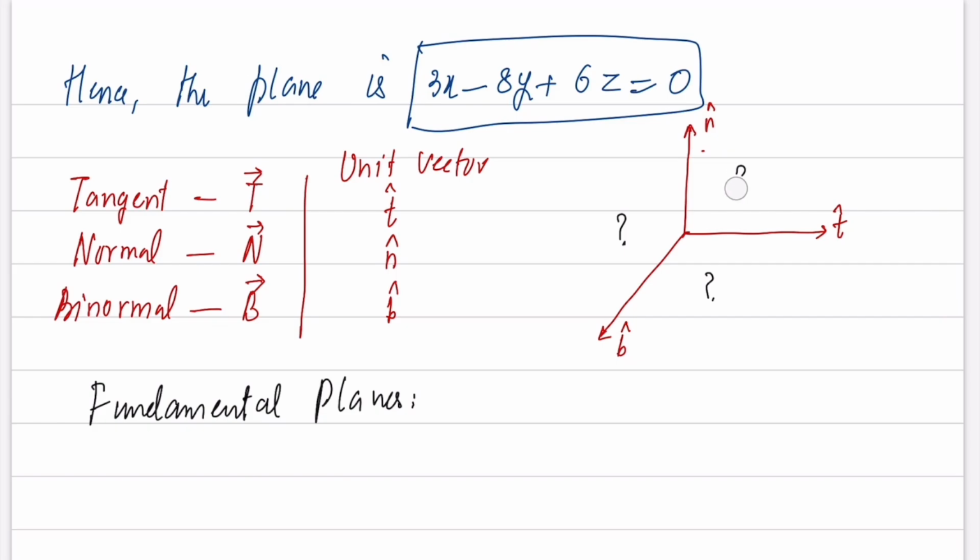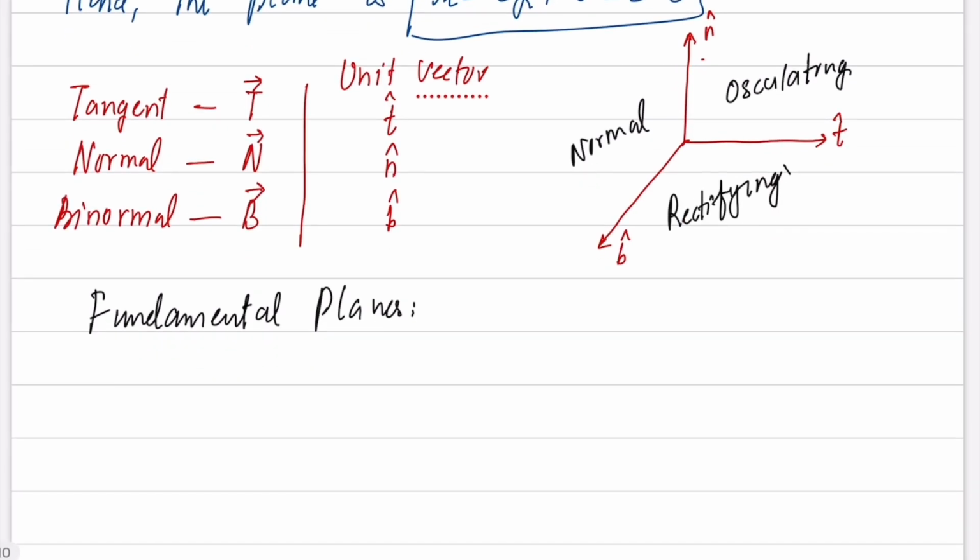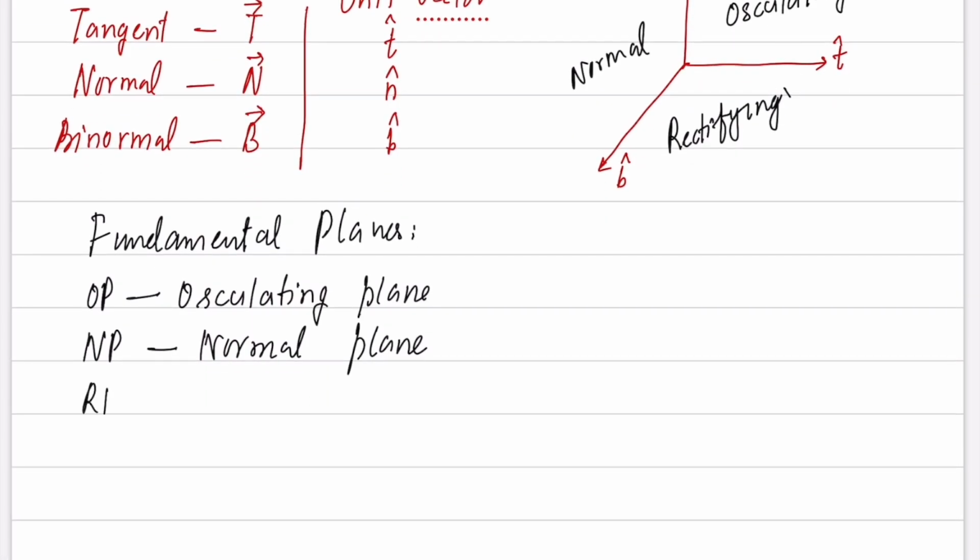The fundamental plane that lies between T and N is called the osculating plane. Similarly, the plane that lies between N and B is called the normal plane, and the plane that lies between B and T is called the rectifying plane. We shall shortly denote these three planes by OP, the osculating plane, NP, the normal plane, and RP, the rectifying plane.